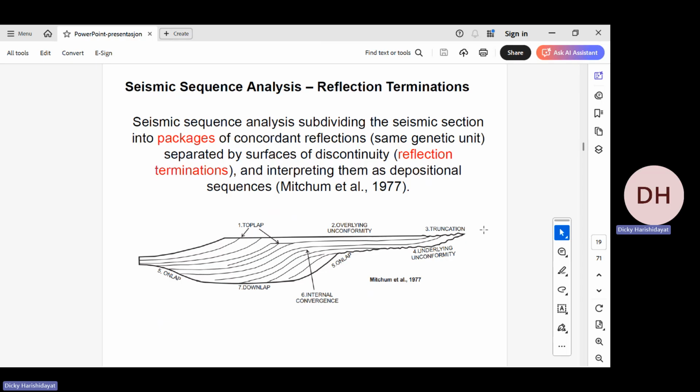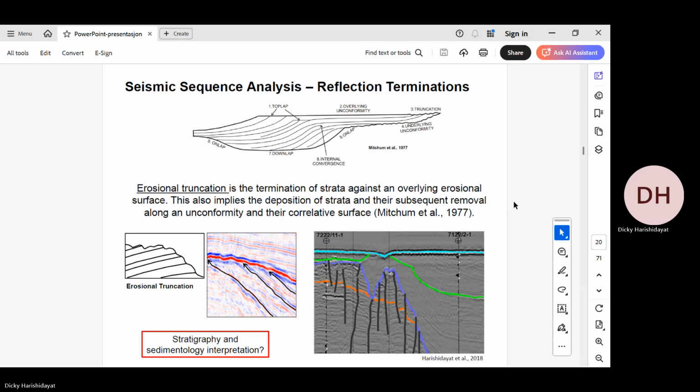So what is the meaning of seismic sequence analysis? Seismic sequence analysis subdivides the seismic section into packages of concordant reflections, or the same genetic unit, that are separated by surfaces of discontinuity, which are the reflection terminations, and interprets them as a depositional sequence. So in this case, we are dealing with depositional sequence. So in this sequence analysis, we need to define the reflection termination first.